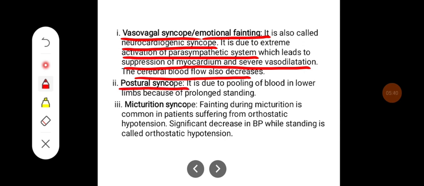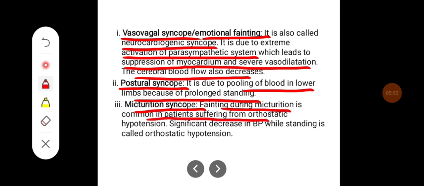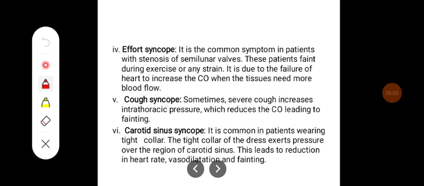There is postural syncope, which is due to the pooling of blood in the lower limbs because of prolonged standing. There can be micturition syncope, where fainting occurs during micturition and is common in patients suffering from orthostatic hypotension. A significant decrease in blood pressure while standing is called orthostatic hypotension. There can be effort syncope, which is a common symptom in patients with stenosis of semilunar valves. These patients faint during exercise or any strain.